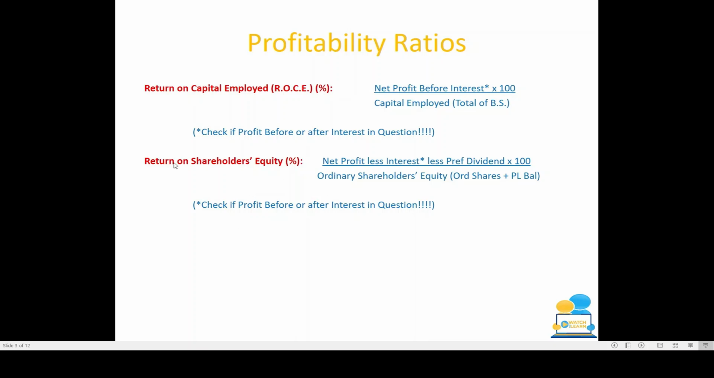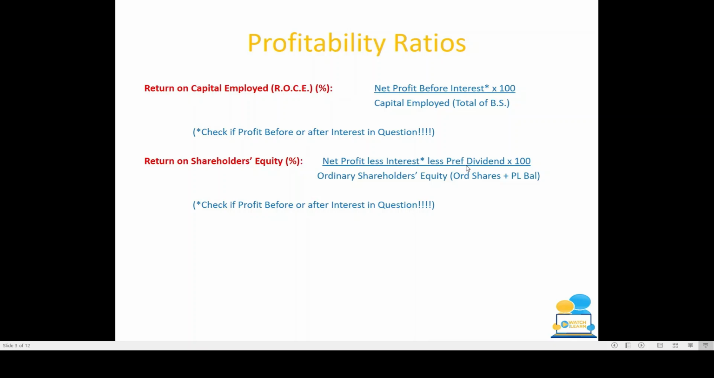The second ratio here is return on shareholders' equity. So again, this is going to be net profit less interest, so not net profit before interest, net profit less interest, so net profit take away interest, and then take away preference dividend. And we're going to put that over our ordinary shareholders' equity, which is our ordinary shares and our profit and loss balance.